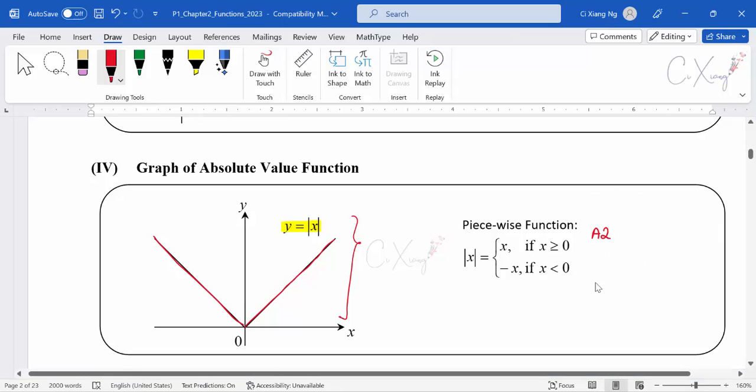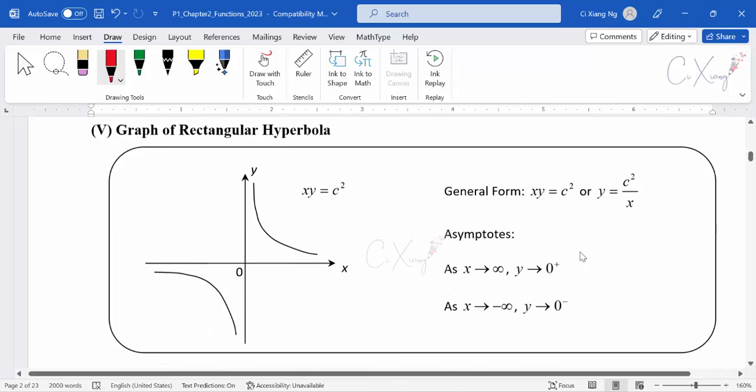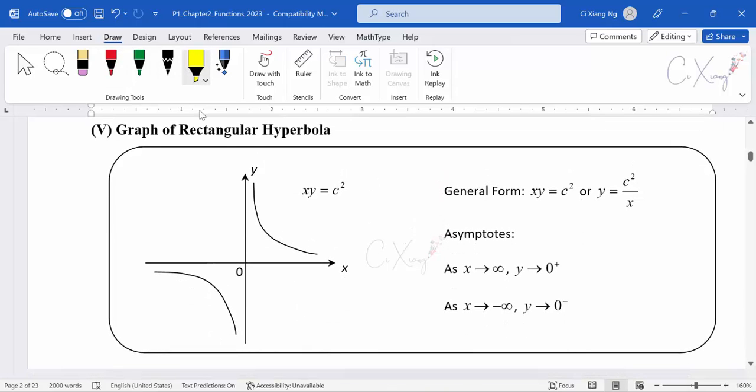Okay, then next, let us talk about the graph of the rectangular hyperbola, or when we have something like a reciprocal function. In this part, I am using the general formula where x times y equals c squared. A more commonly seen equation linked to this can be y equals 1 over x, or y equals 2 over x, 3 over x, or any other. So in general, it should be y equals 1 over x or c over x.